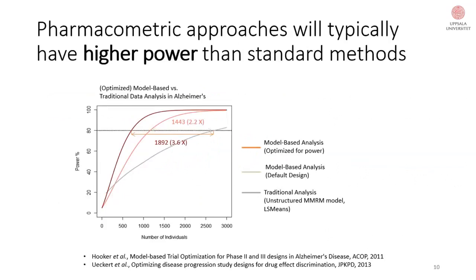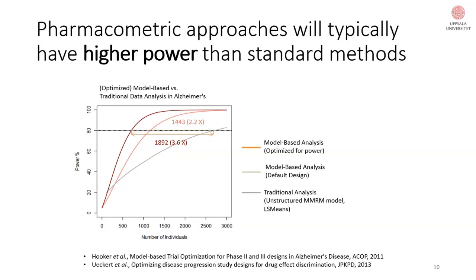One thing I want to point out is the reason that I want to be looking at model-based approaches, so model-integrated approaches as opposed to model-assisted approaches, is that in general, you think that model-based approaches, especially population model-based approaches or pharmacometric approaches, will typically have a higher power than standard statistical methods. This is just an example, not from the bioequivalence space.